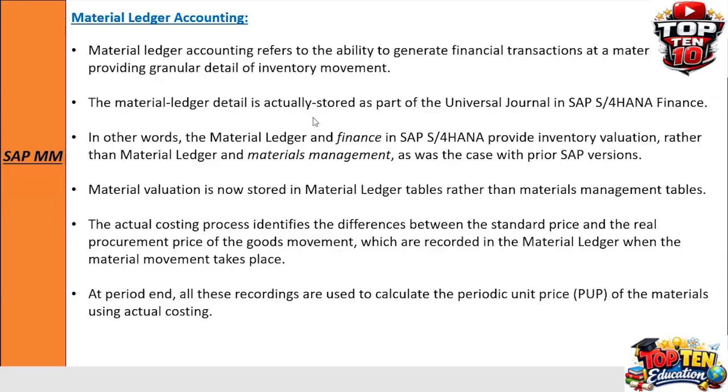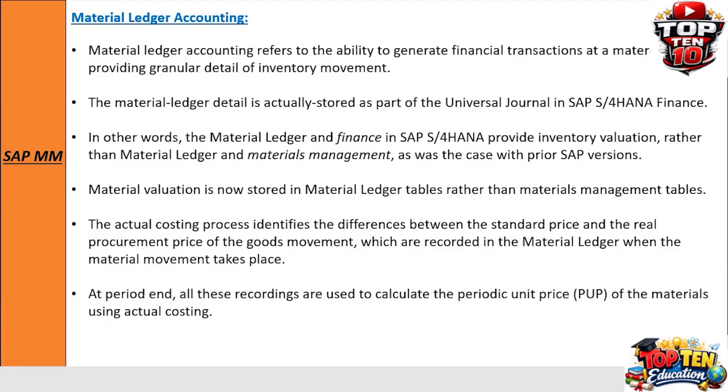The material ledger detail is actually stored as part of the universal journal in SAP S/4HANA Finance. In the introductory session, we took the topic relating to the ACDOCA file, the accounting document file, that is called the universal journal in SAP S/4HANA Finance. So the material ledger detail is actually stored as part of the universal journal. It means very simple.